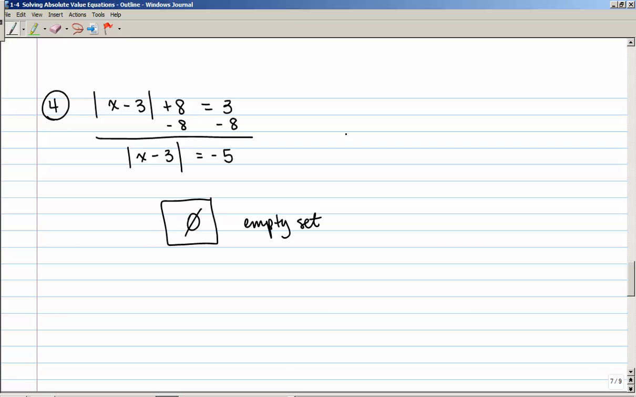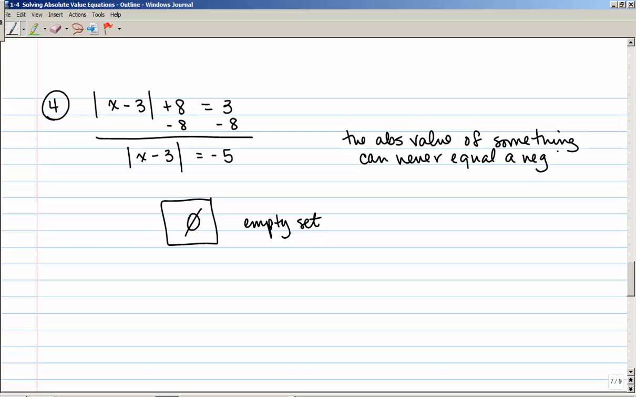Because the absolute value of something can never equal a negative number. Okay, the absolute value of something cannot be equal to a negative number. So in this case, the answer is the empty set.